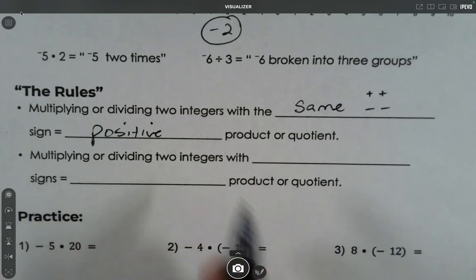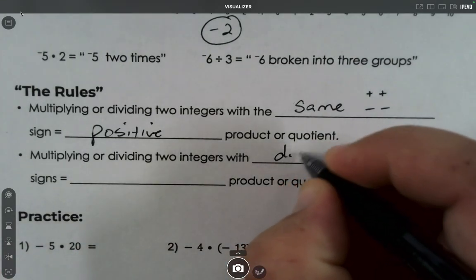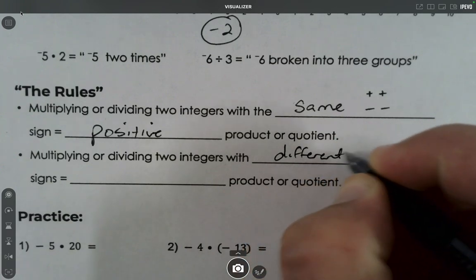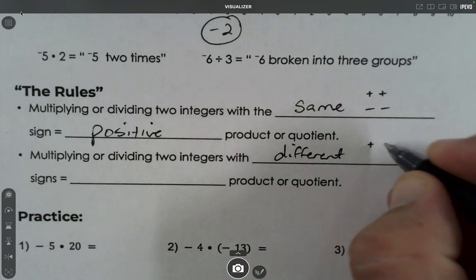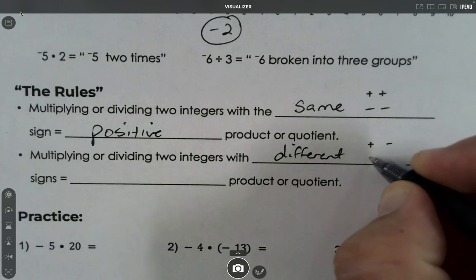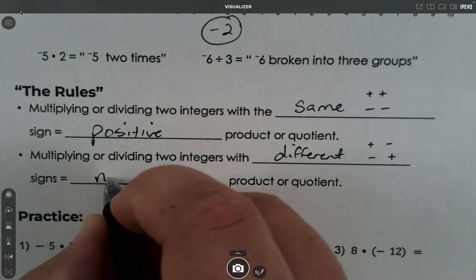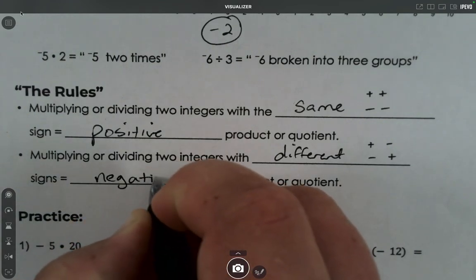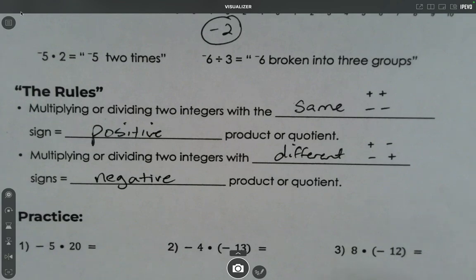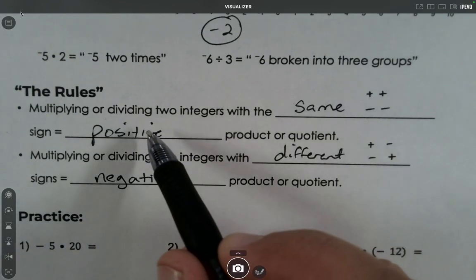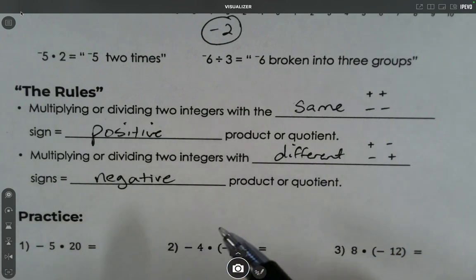But if you're multiplying or dividing 2 integers with different signs, and that can be a positive first and a negative second, or vice versa, negative first and positive second. If the signs are different, then you will get a negative product or quotient. So same signs, positive. Different signs, negative.